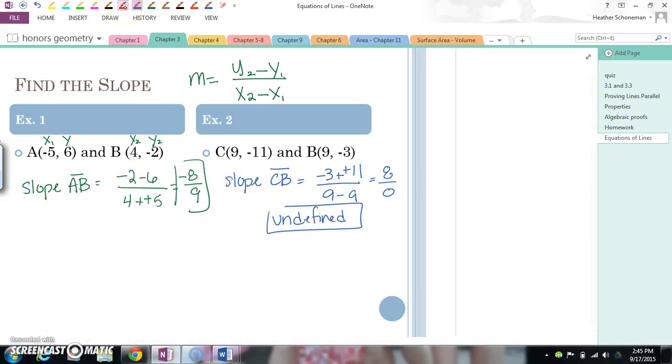There are two special situations that come up. One where we have 0 over a number, and then the slope is 0. Or we can have a number over 0. Oops, let's erase that so you can read it better. Try again. You can have a number over 0 and the slope is undefined.